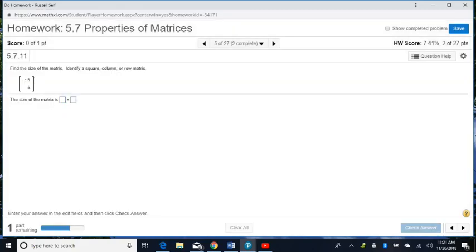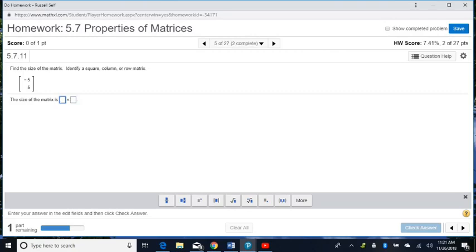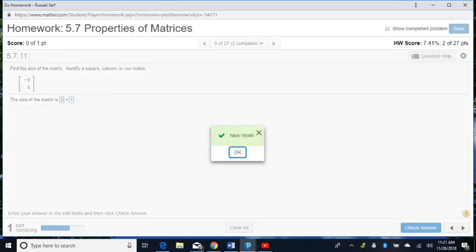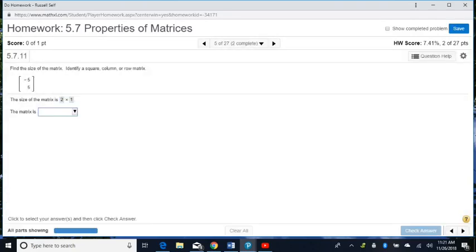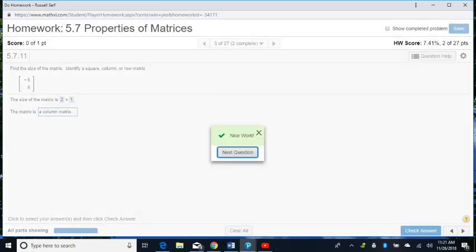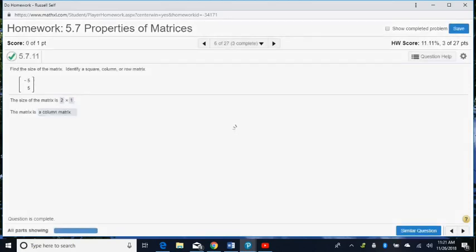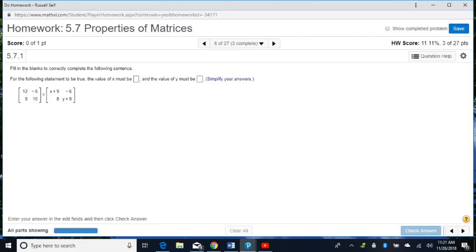Full size of the matrix, identified as square, column, or row matrix. So the size of the matrix, it's got 2 rows, right? Well, at least you're going to be happy they're doing lots of these little easy problems that don't have much meaning. Then 1 column, right? So it's a 2 by 1. And since it has 1 column, the matrix makes a column. Okay? So you might as well have some easy homework in there too. All right.